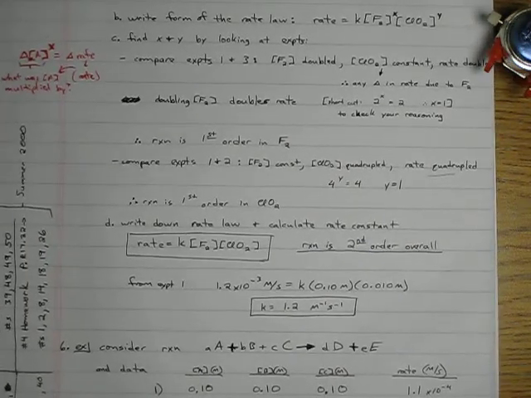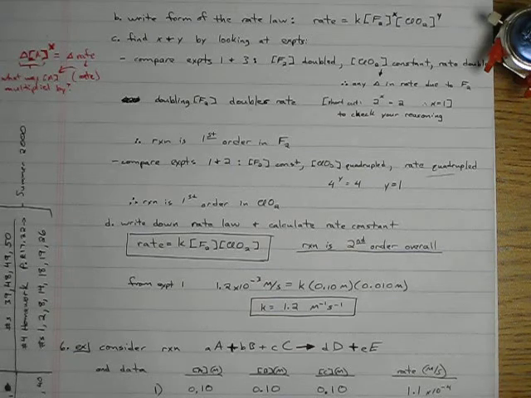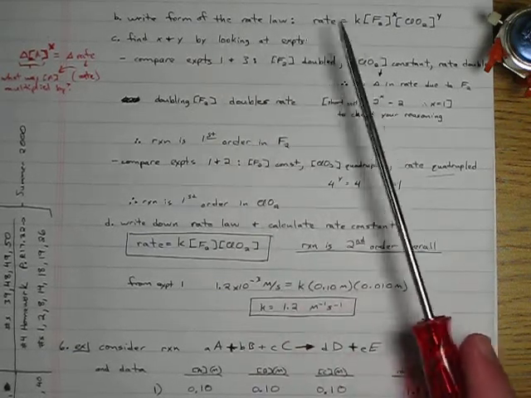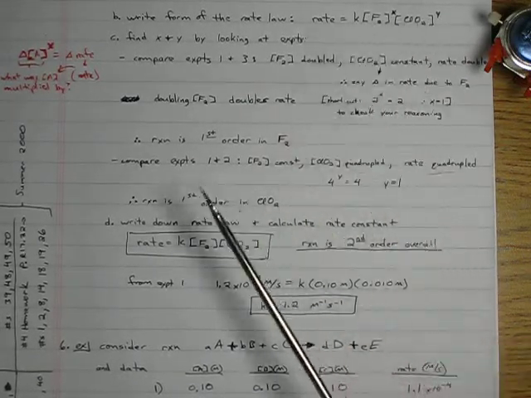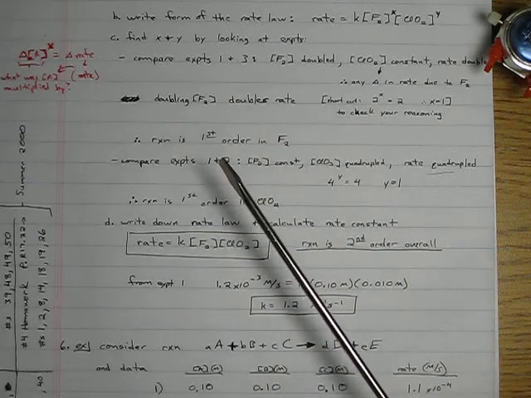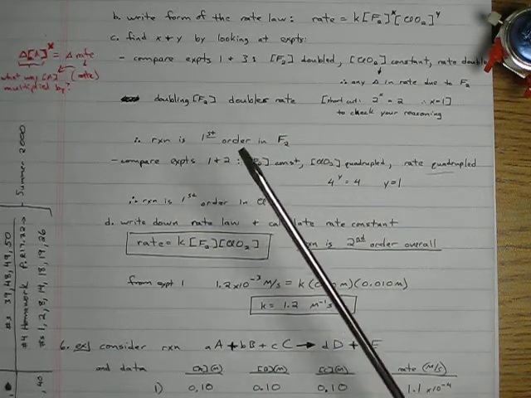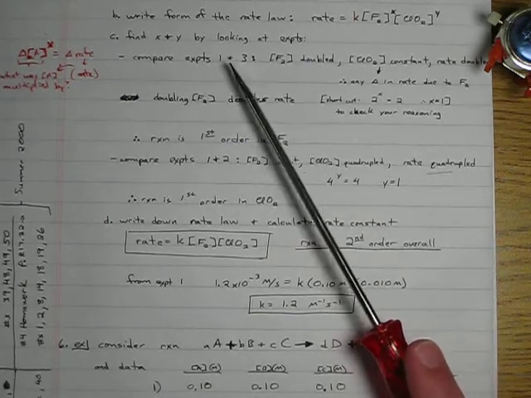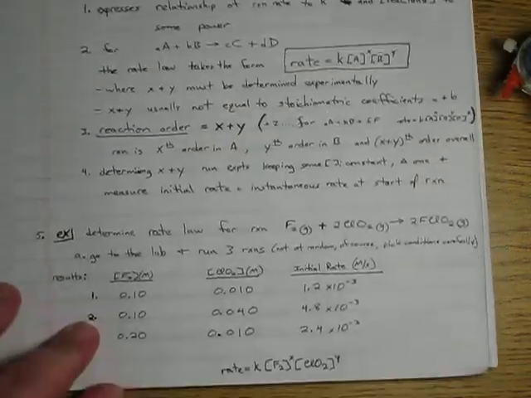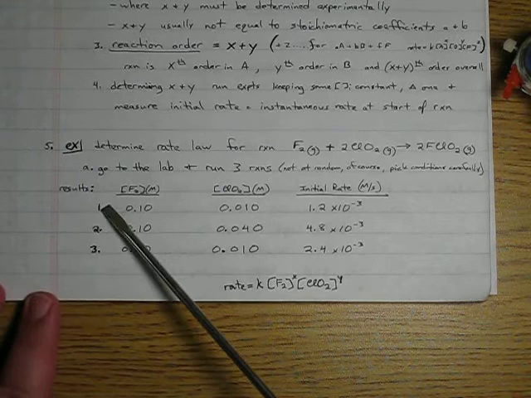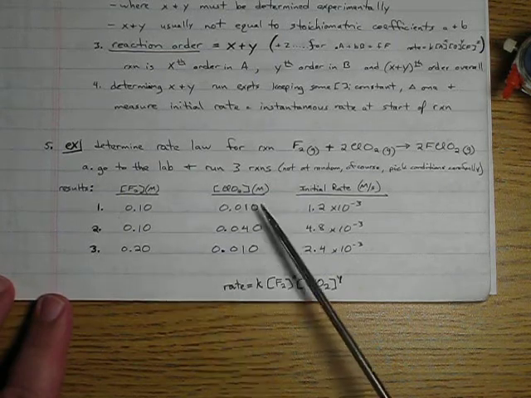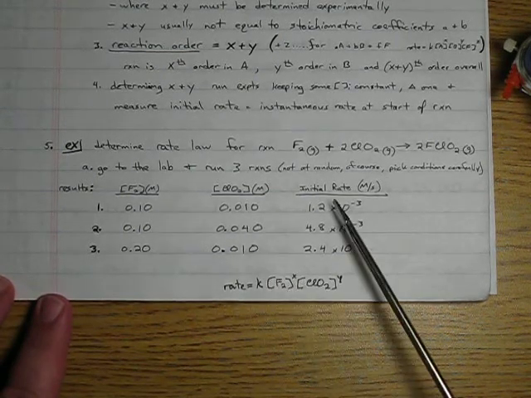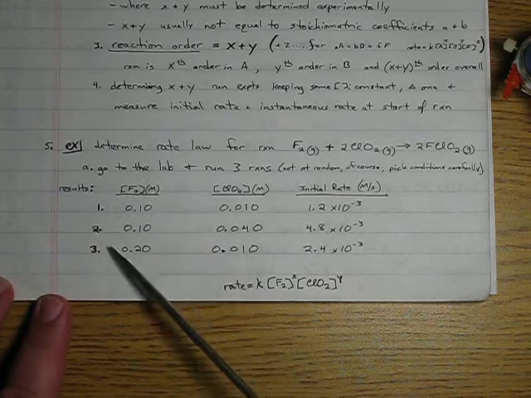So, next thing, write the form of the rate law. Well, we did that already. Rate equals K times the concentration of F2 to some power X, times the concentration of ClO2 to some power Y. We're going to figure out what X and Y are by looking at the experiments. Recall, if I compare experiments 1 and 3, note that with experiment 1 and experiment 3, I doubled the concentration of F2. The concentration of ClO2 remained the same, therefore any change in the initial rate is totally due to F2.